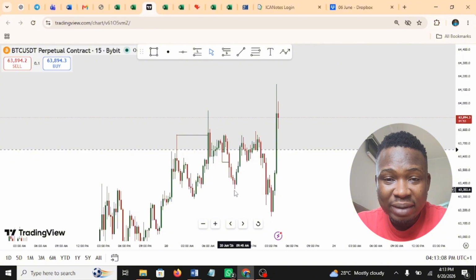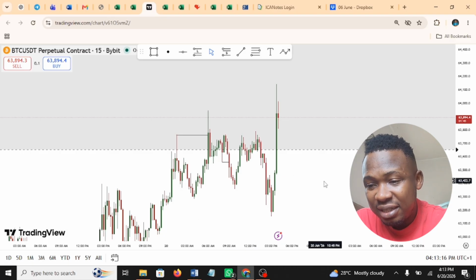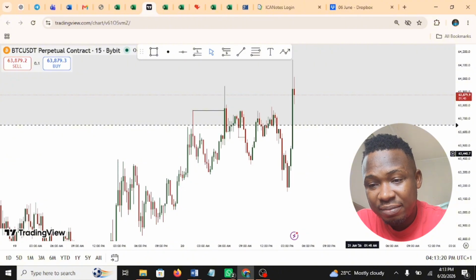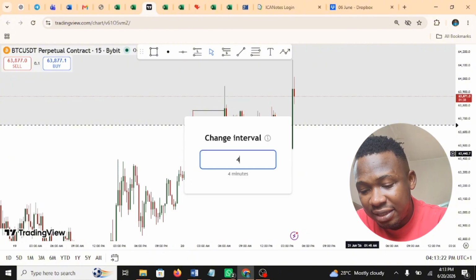Now let's go into my chart so that I will show you exactly what you need to do in order to be profitable. Now guys, this is my chart. This is Bitcoin on the 15 minutes time frame. Let's look at the higher time frame. Let's see what we have here on the higher time frame.